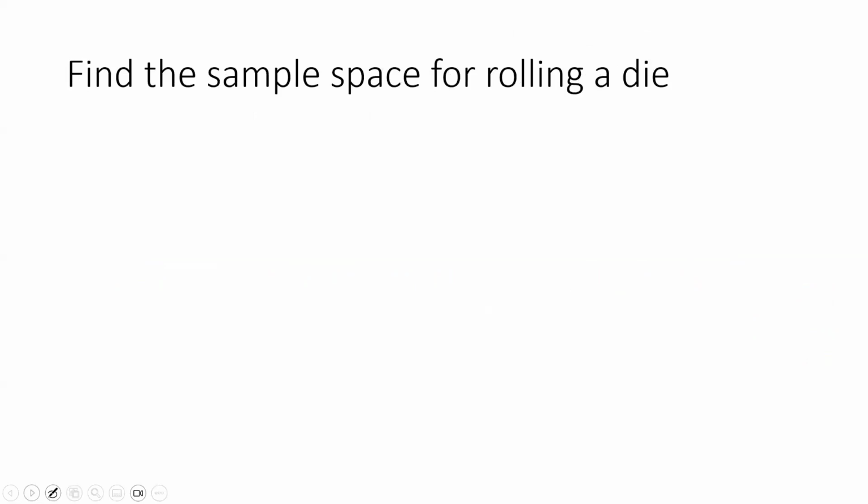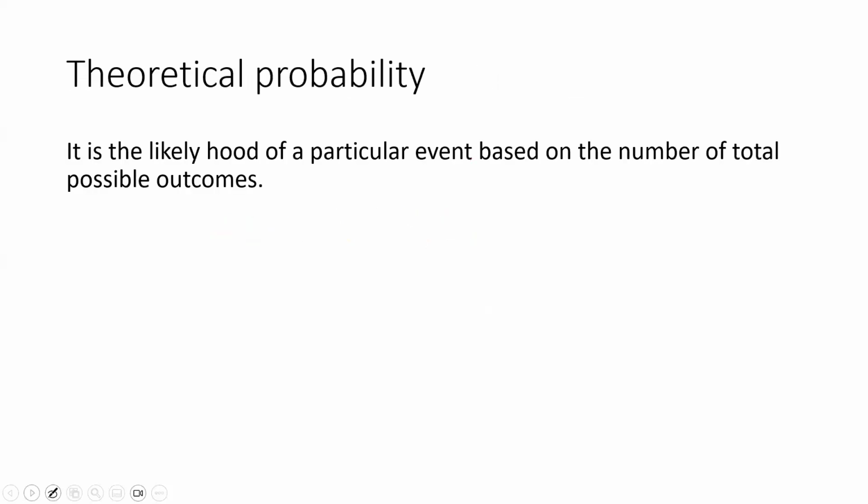Find the sample space of rolling a dice. A sample space, I said, is all the outcomes that there are within the event. So in this case, 1, 2, 3, 4, 5, 6 will be my sample space when the dice is rolled, because in all, I will get 6. And that helps you understand the concept of the sample space.